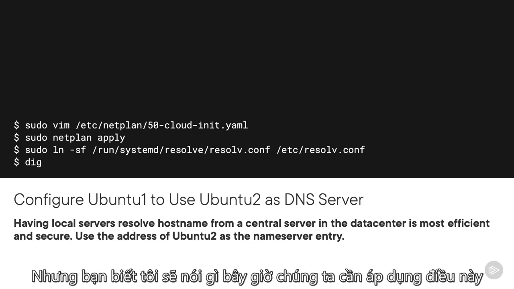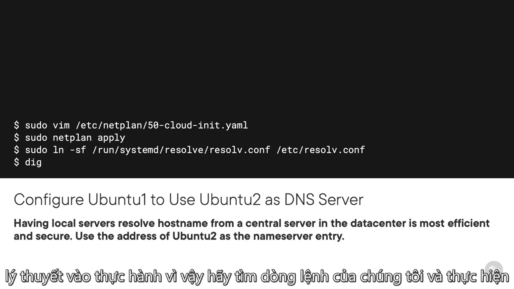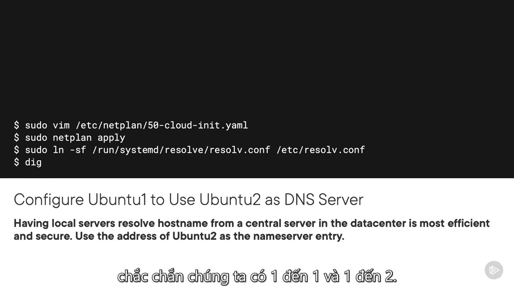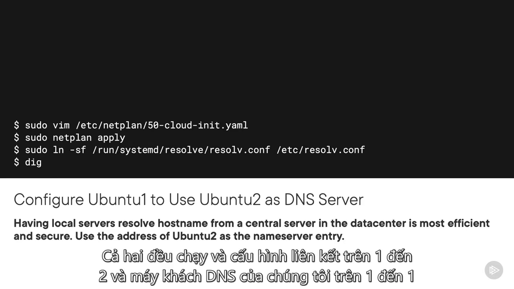But you know what I'm going to say now? We need to apply this theory into practice. So let's find our command line and make sure we've got Ubuntu 1 and Ubuntu 2 both up and running, and configure bind on Ubuntu 2 and our DNS client on Ubuntu 1.